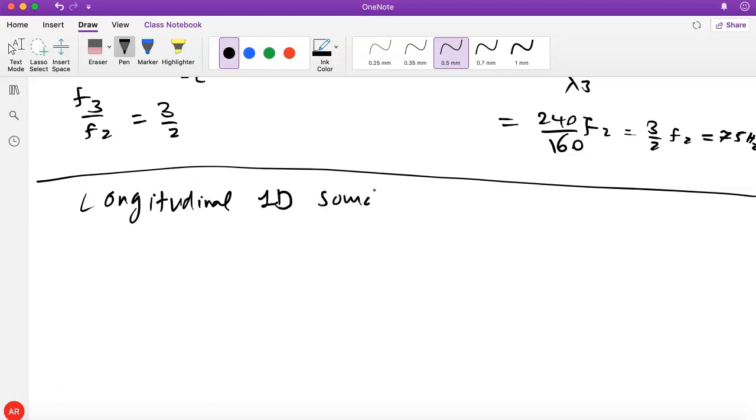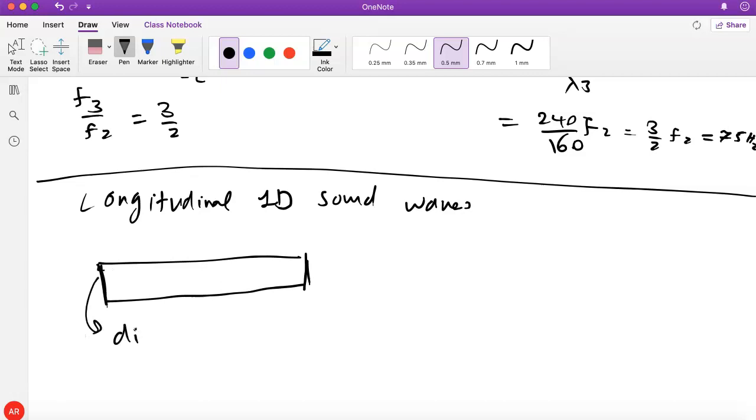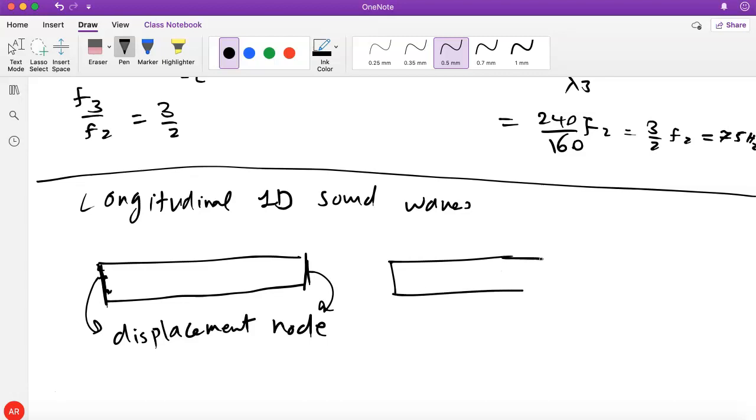So let's switch gears a little bit here and talk about longitudinal one-dimensional sound waves. So if you have a tube and you close the end, displacement node, right? The air molecules here really cannot move that way. They hit the wall and cannot move. And similarly, if you have an open end like this, they're completely free to move, so you get a displacement antinode.